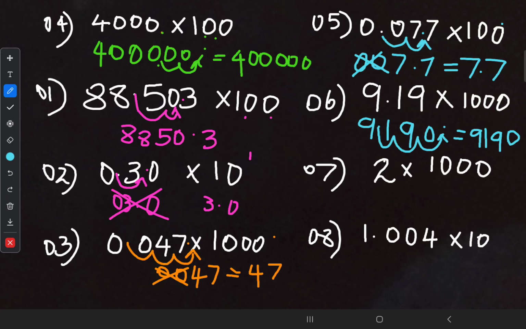Then for this question, no need to worry about it. 2 multiplied with 1000 is exactly 2000. That's all.